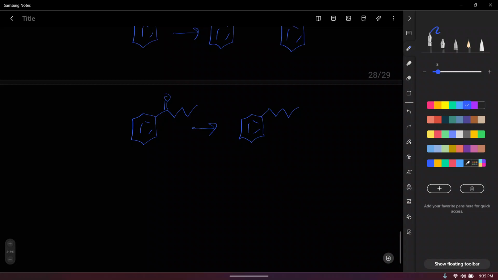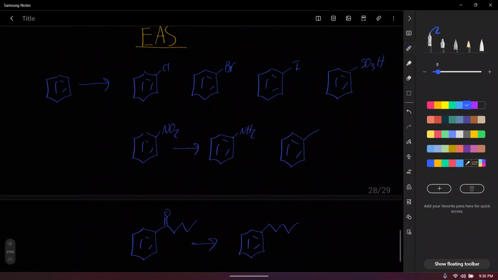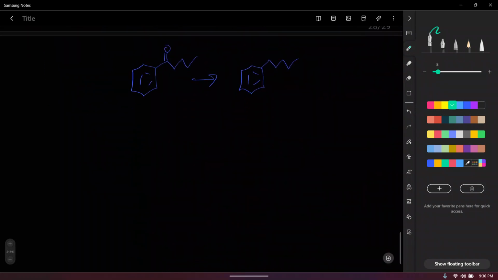Perfect. And I'm trying to think if I'm missing anything. I don't think I'm missing any important ones that you guys would need to know how to put on. Okay, good. And we talked about the mechanism for how to do all of them. So this should make you fairly happy, right? You can put on a whole wealth of groups because of this, okay? And that is all with EAS.